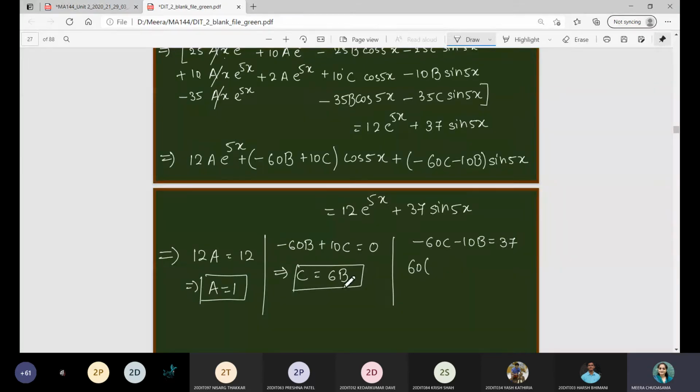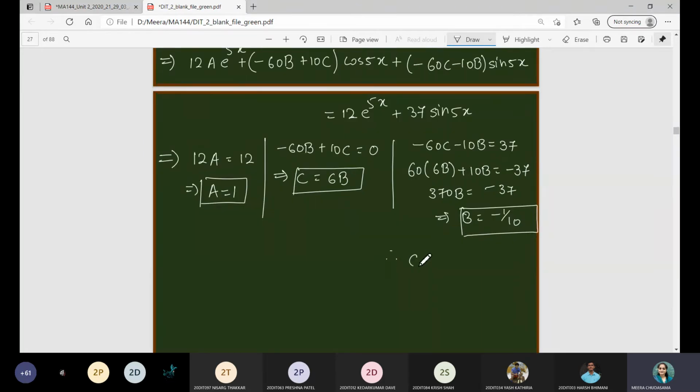You can write here 60 into 6, since c is 6b. My minus sign I will consider to the right hand side. So it is 10b is equal to minus 37. So this is now 360 plus 10, so it is 370b is equal to minus 37, which implies b is equal to minus 1 upon 10. And if b is minus 1 upon 10, therefore c is equal to 6b, which is 6 into minus 1 upon 10, so it will be minus 3 upon 5, right?